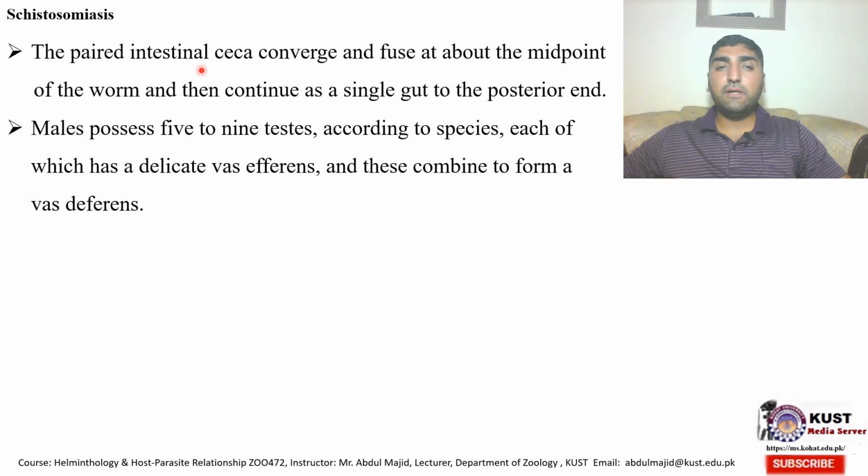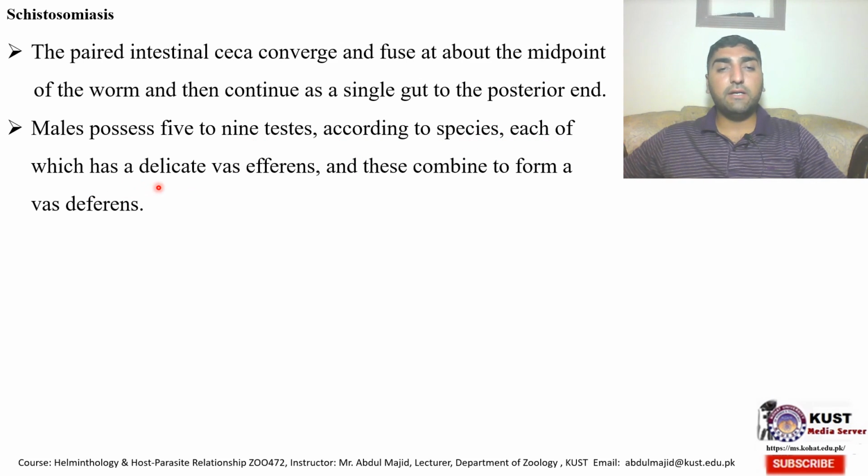Now the paired and other characteristics of the Schistosoma species. The paired intestinal ceca converge and fuse at about the midpoint of the worm, and then continue as a single gut to the posterior end. A male possesses 5 to 9 testes, and as we discussed in the table, the number varies according to species.